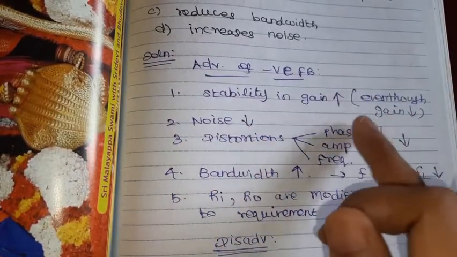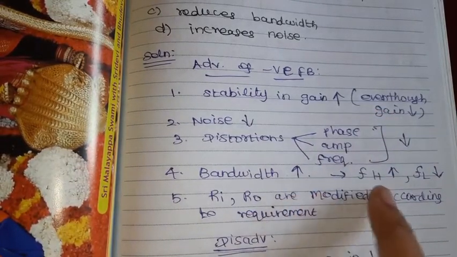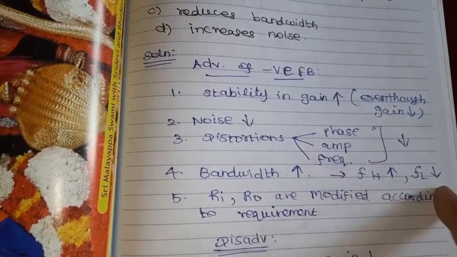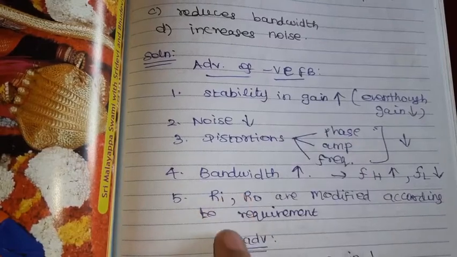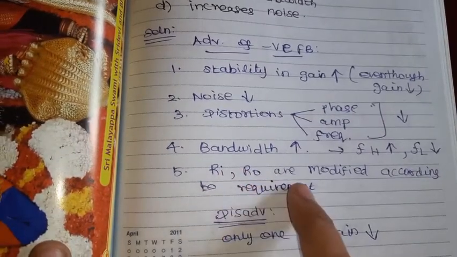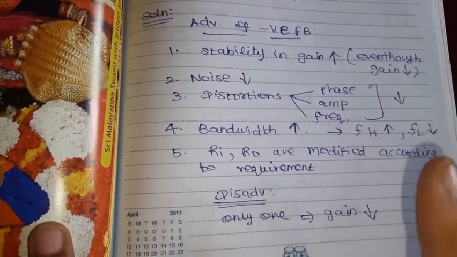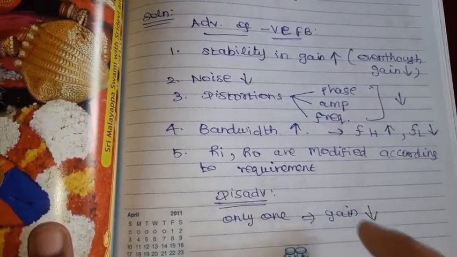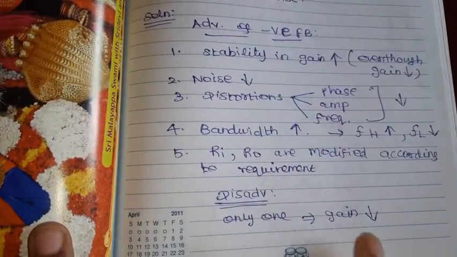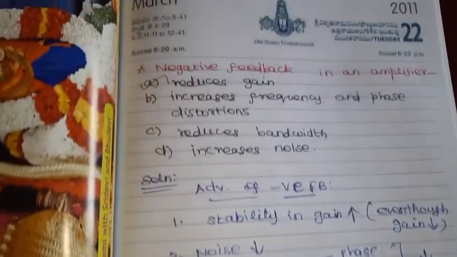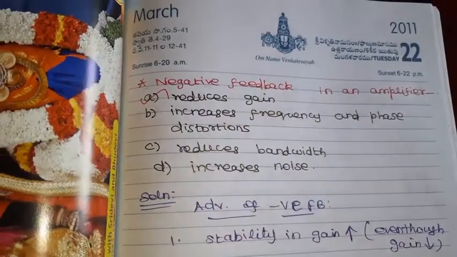Phase, amplitude and frequency distortion are reduced. Bandwidth is increased. Bandwidth means FH minus FL. FL will be reduced and FH is automatically increased, so bandwidth increases. Input and output resistance are modified according to the requirement. There is only one disadvantage in negative feedback, all the rest are advantages, and that is that gain is reduced. So negative feedback in an amplifier reduces gain is the right option.